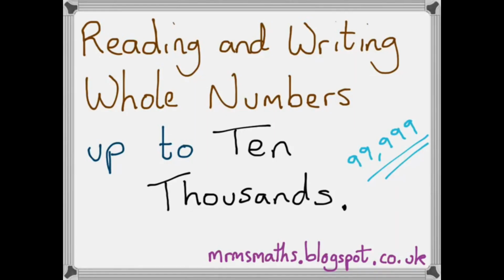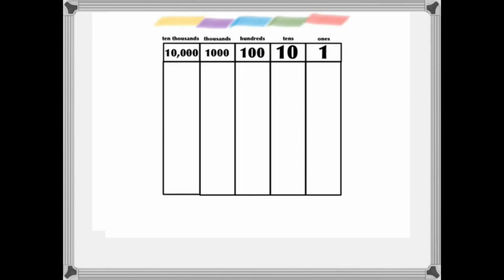We're going to be looking at reading and writing whole numbers up to tens of thousands. I'm going to write tens of thousands in there. So let's go straight on. I've got a little place value chart that's going to help us here. And you have to bear with me a little bit because I'm going to be using different colours.